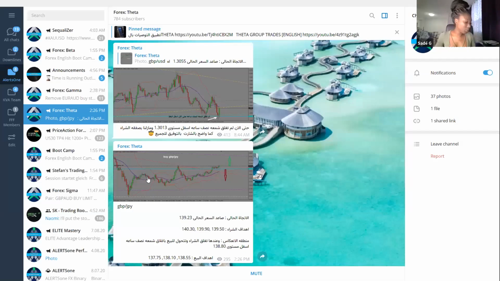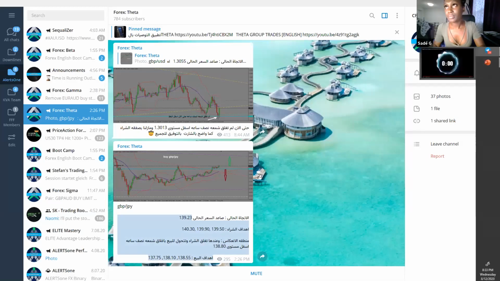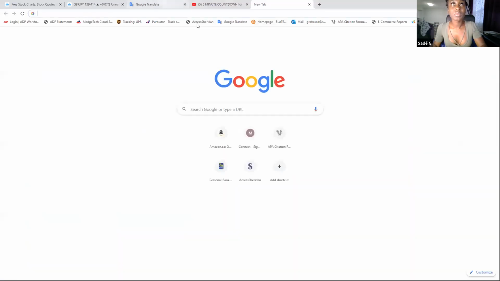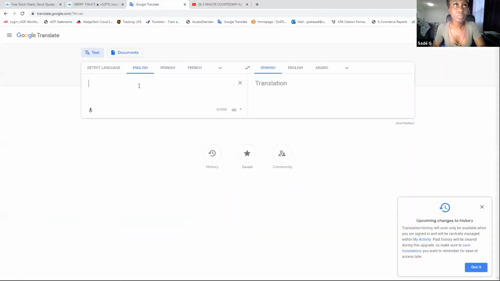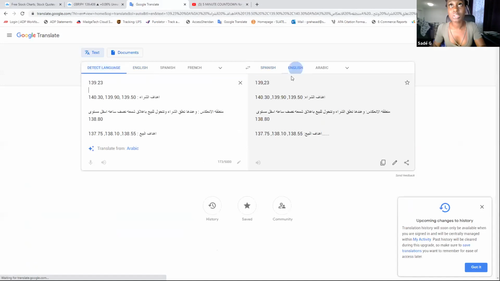Cool. Let me just share this back here, and I'll show you guys. All right. So we got this GBP JPY trade here, sent out today at almost 2:30 Eastern time. So what they're really saying here, I'll actually translate it to you. You don't really need to translate it. The setup is always the same, but I'll do it just for the sake of it. My Google Translate is here. All right, so tech language to English.